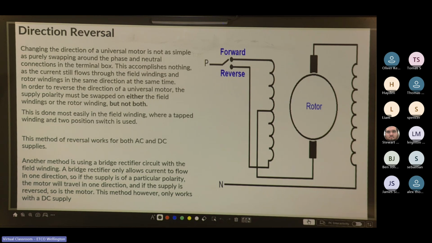Another method is using a bridge rectifier circuit with the field winding. Bridge rectifier only allows the current to flow in one direction, so if the supply is of a particular polarity, the motor will travel in one direction, and if the supply is reversed, so is the motor. This method, however, only works with a DC supply.